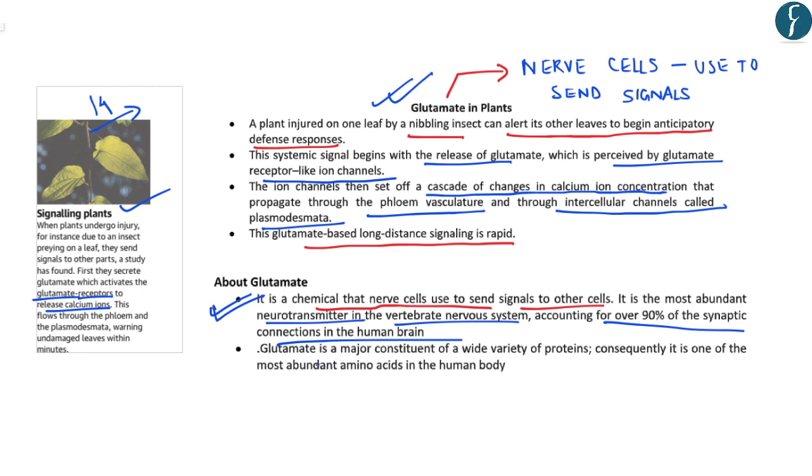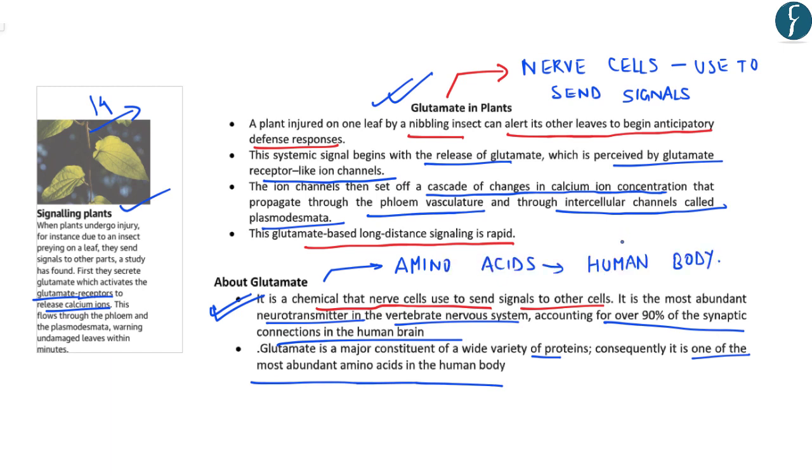Further, it says that glutamate is a major constituent of a wide variety of proteins. Consequently, it is one of the most abundant amino acids in the human body. So glutamate is also present in the form of amino acids in the human body. So in this aspect, certain basic facts about glutamate become extremely important from an exam perspective.